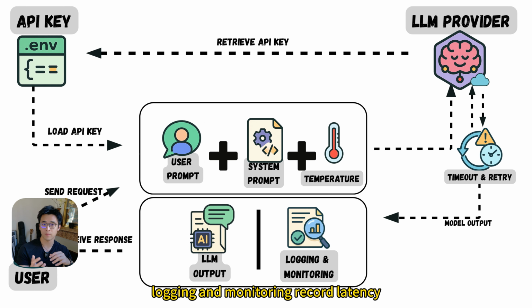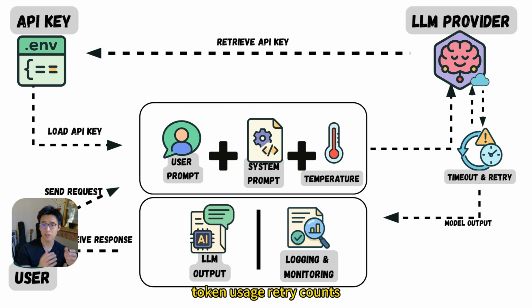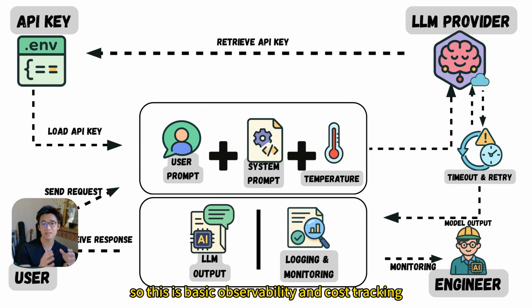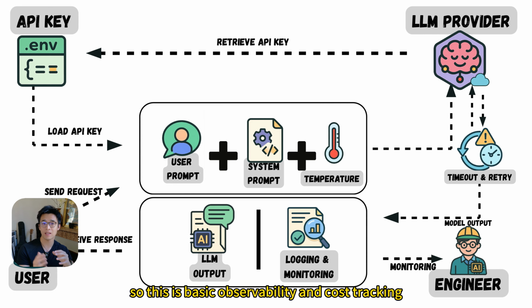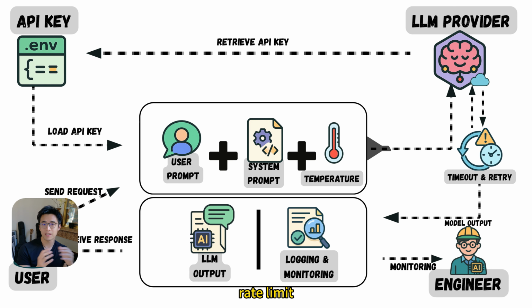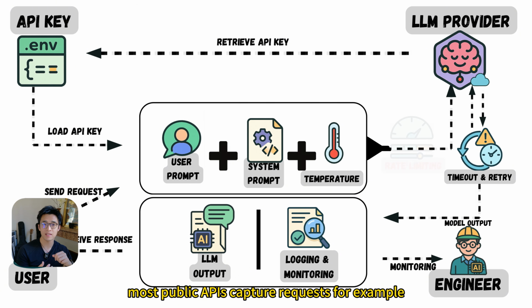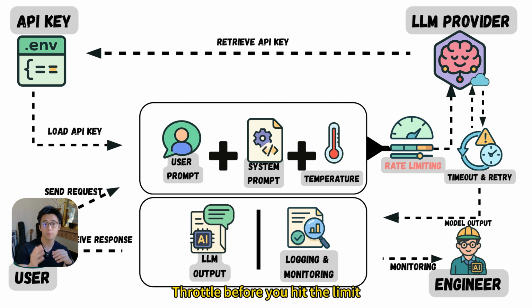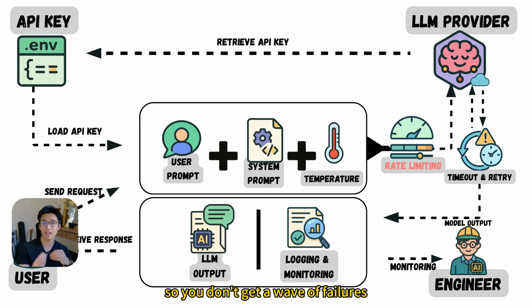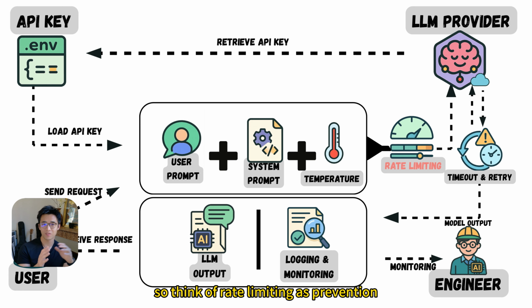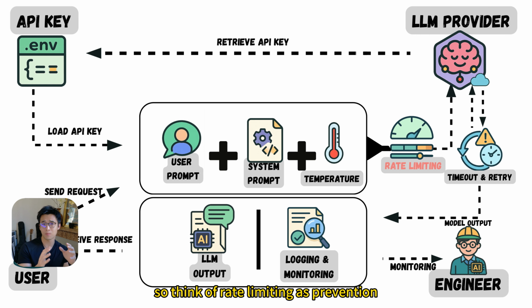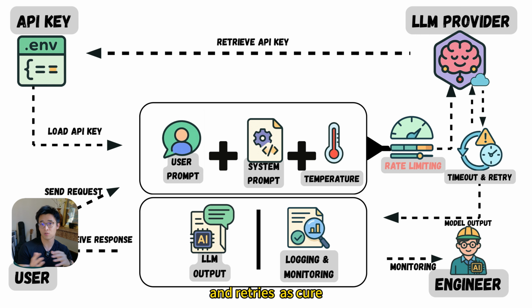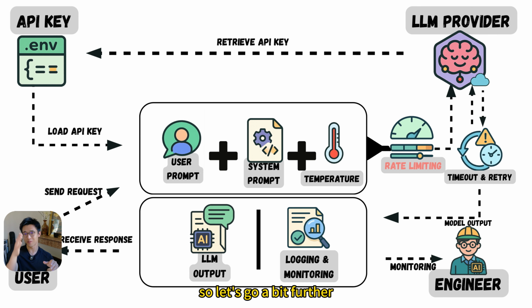Logging and monitoring. Record latency, token usage, and retry counts. This is basic observability and cost tracking. Rate limit. Most public APIs cap your requests, for example, 60 per minute. Throttle before you hit the limit so you don't get a wave of failures. So think of rate limiting as prevention and retries as cure.